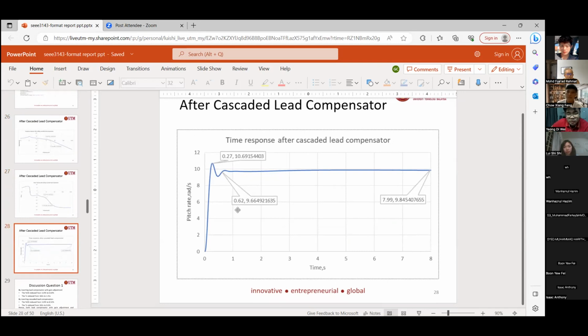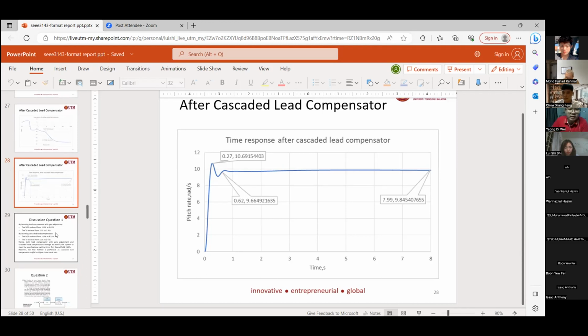Then this is the time response. The settling time is 0.62, and the overshoot is 10.969 minus 9.84, over 9.84, which is around 8%.